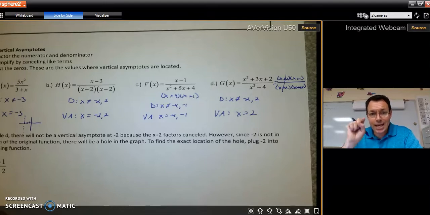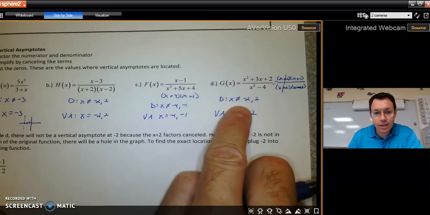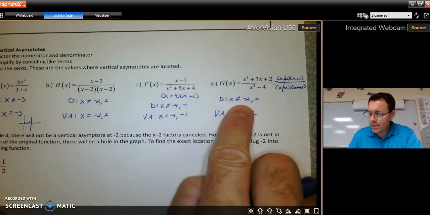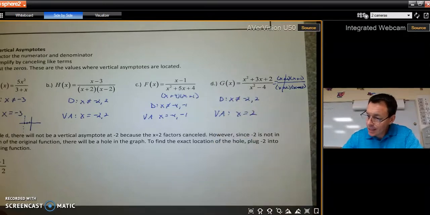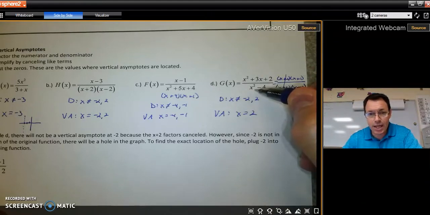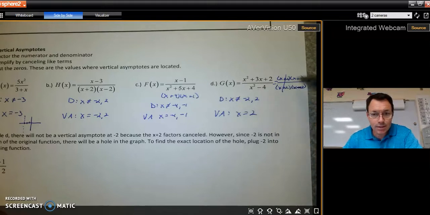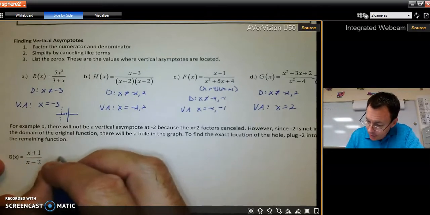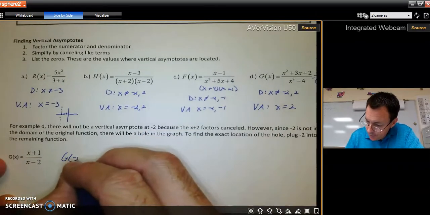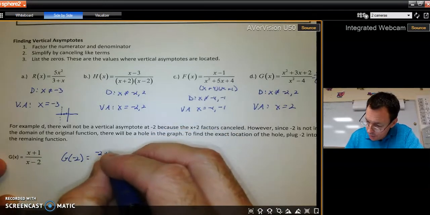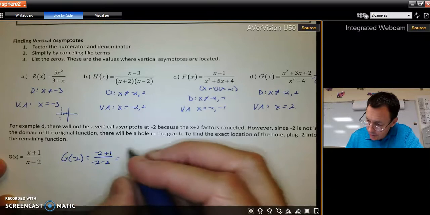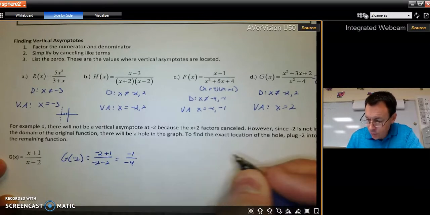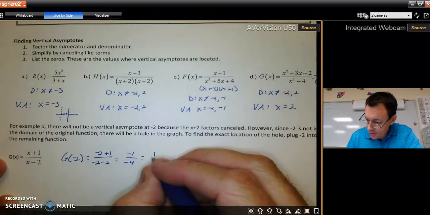Now, a point has an x and a y coordinate. Okay, this is the x coordinate. What's the y coordinate? Well, if I plug that negative 2 into the part of the function that we have left over, not the original, because that'll give us a 0 in the denominator. But by canceling, I'm not going to get a 0 in the denominator anymore. So this is that function. I just rewrote it. If I plug negative 2 into this function, so negative 2 plus 1, negative 2 minus 2, that'll give me negative 1 over negative 4, the negatives cancel, and I get 1/4.